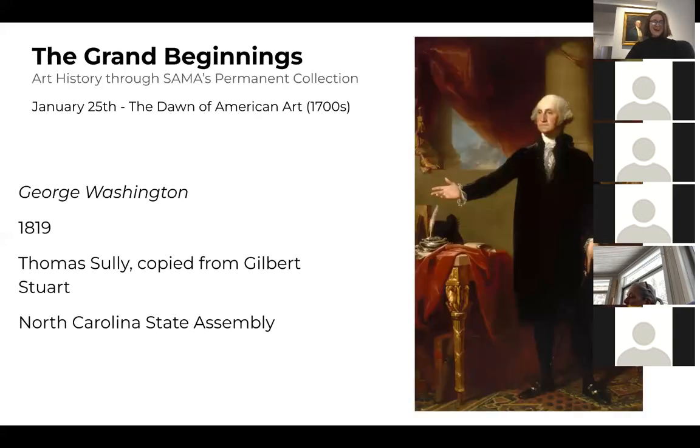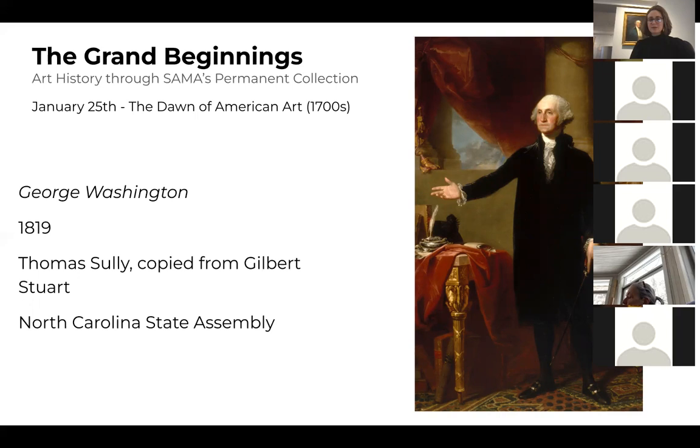All right, so Thomas Sully, we'll start with him next. So Sully, there we go. This is also a Thomas Sully piece, which you just saw a couple slides ago. Thomas Sully actually studied under Gilbert Stewart, and he made some of his money on recreating paintings by Gilbert Stewart.